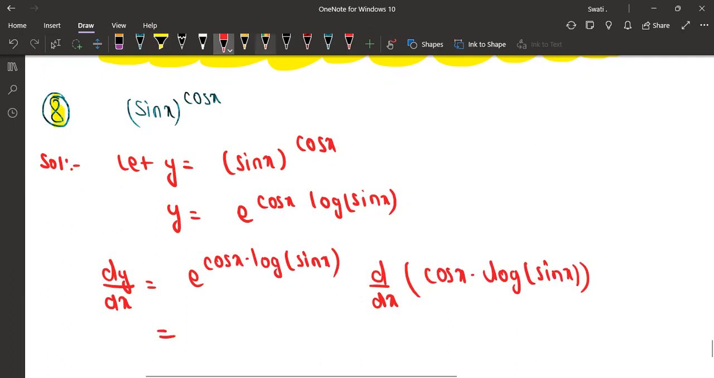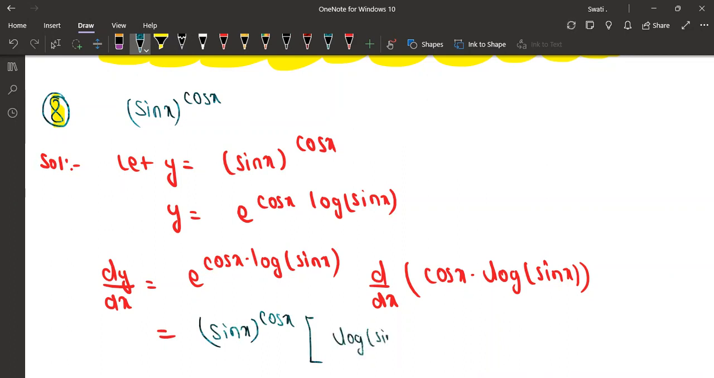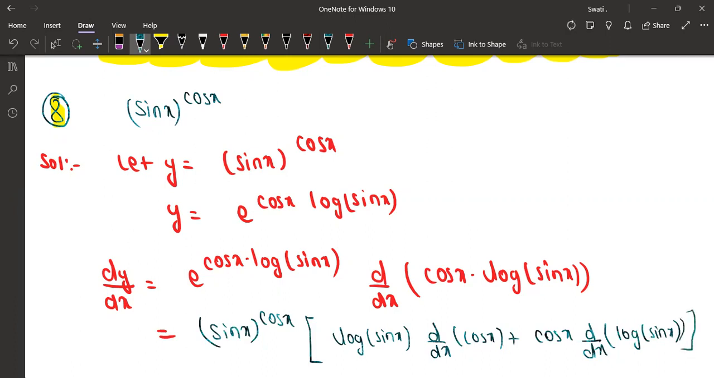And now this will become e raised to, we can just write down this function as it is, like in the question, the way it is written, that is sin x raised to cos x. And now here we will use the product rule. So simply we will write down log sin x as it is. Any one function we will keep constant first and we will do the derivative of the other function, that is derivative of cos x, plus cos x as it is. And now we will do the derivative of log of sin x, right? And now we can close the bracket.